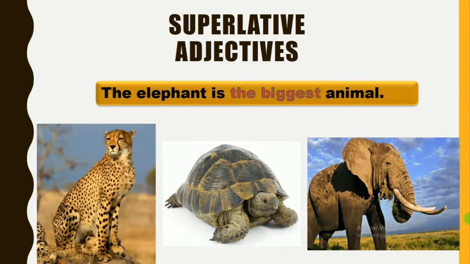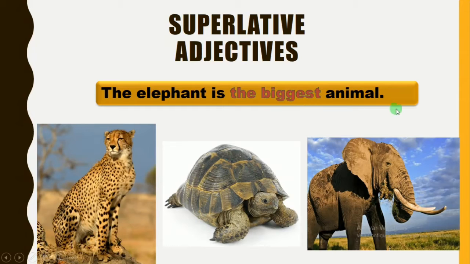All right, now we have the elephant is the biggest animal. Now we can observe that the adjective here has double G, because remember the consonant vowel consonant rule, and we add the word the and est to say the biggest. The elephant is the biggest animal. So it means that from these 3 animals, the elephant is the biggest, right?